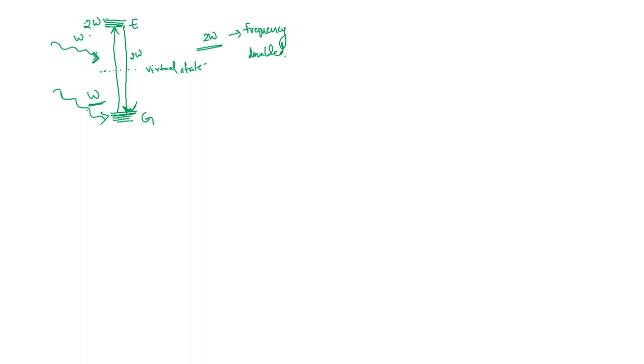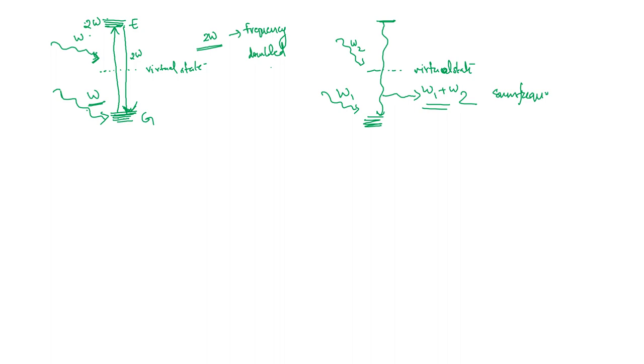The same phenomenon can occur in another way. Say there is a system in the ground state, and you incident a photon of frequency omega 1. It reaches some virtual state, and from the virtual state, by absorbing a new photon of frequency omega 2, it reaches a further higher state, and now what it emits is the sum of omega 1 plus omega 2. So not only frequency doubling occurs, sum frequency generation also occurs. Now we'll see the reason for this.